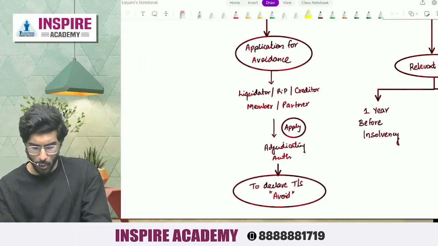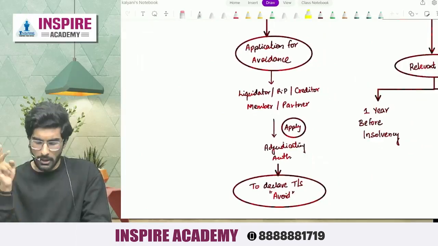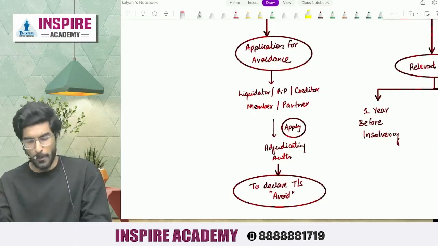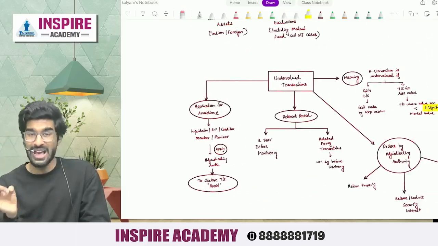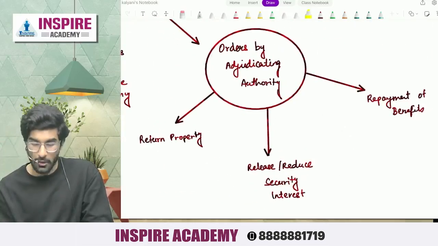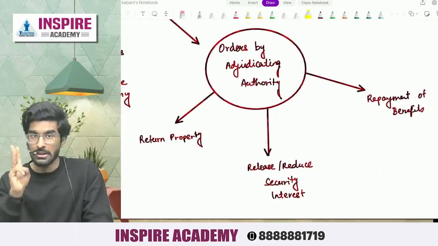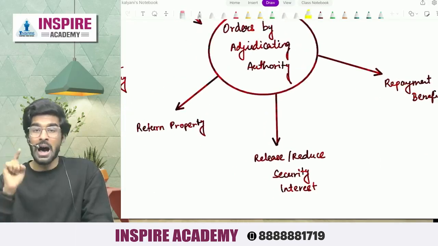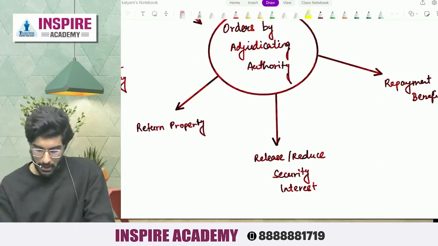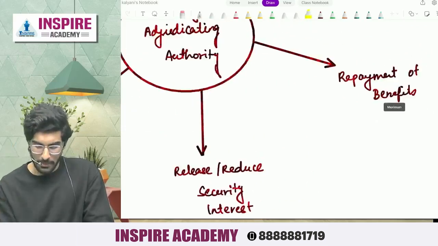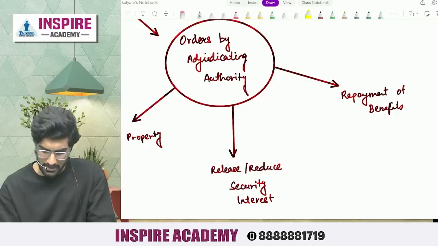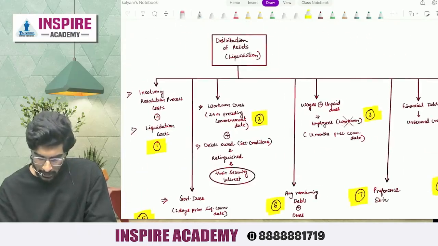Next is who can give an application? Liquidator, RP, creditor, manager or partner can apply to NCLT to declare the transaction as void. And the last is now NCLT will give what all types of orders? 3 types of orders. Number one is asked to return back the property. Number two, release or reduce the security interest. And number three is people, repayment of benefits. Very, very easy.